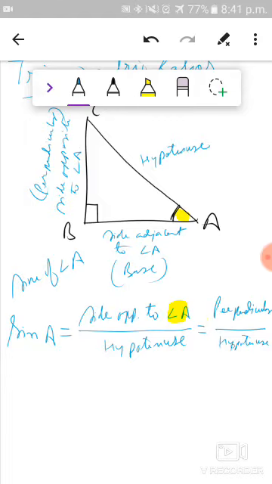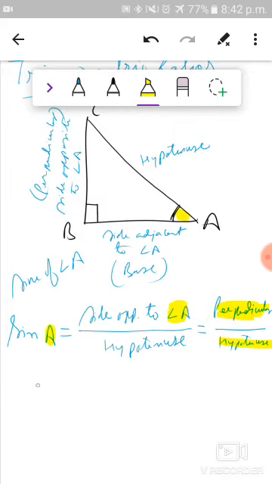Hypotenuse is the side opposite to 90 degrees. But which side is perpendicular? Perpendicular will be the side opposite to this acute angle. So we can say sine of angle A, or we read it sine A, equals perpendicular upon hypotenuse. This was our first trigonometric ratio.